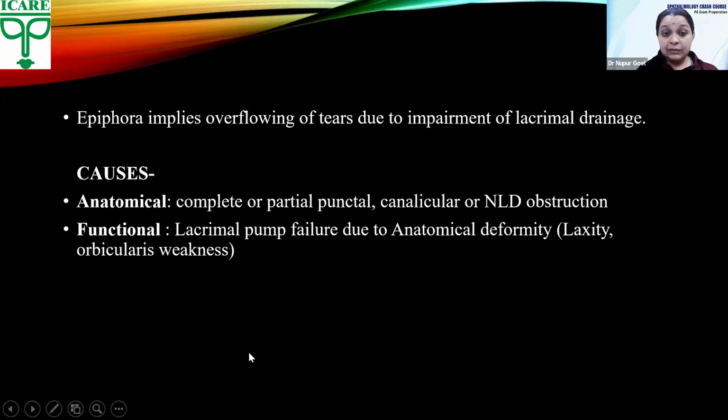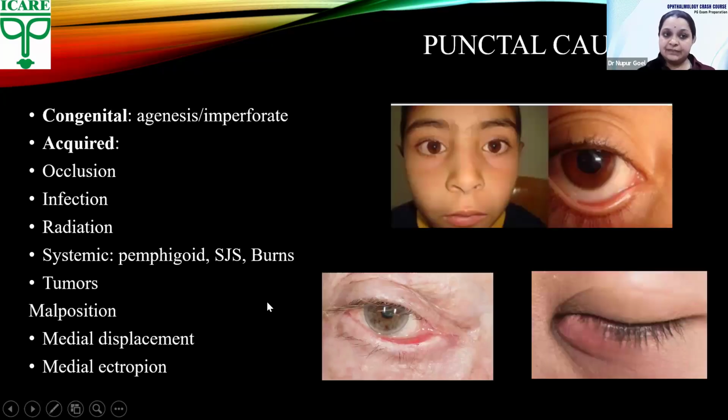The causes can be anatomical, which can be complete or partial obstruction anywhere along the lacrimal drainage system, or functional, which is a lacrimal pump failure due to anatomical deformity, either due to laxity of the lids or orbicularis weakness, wherein the tears are unable to get excreted into the lacrimal drainage system.